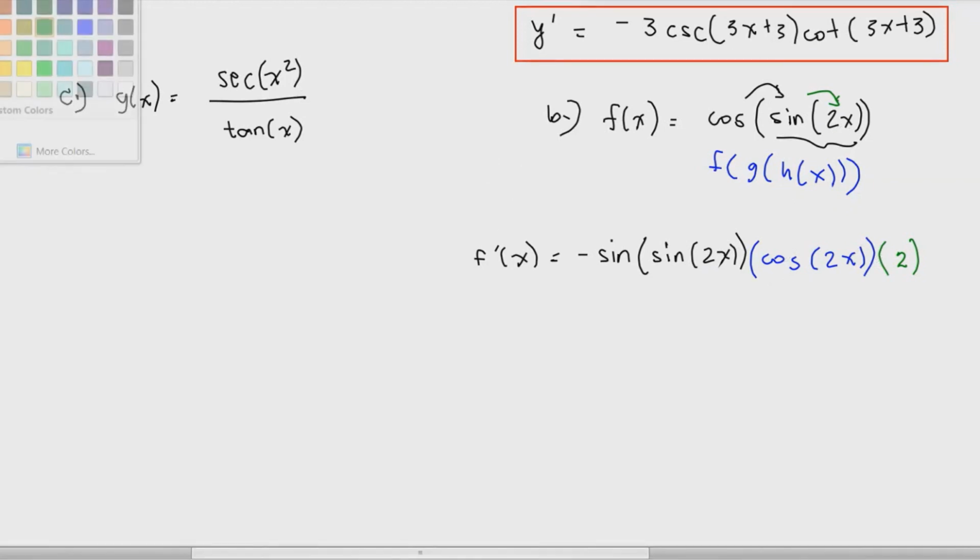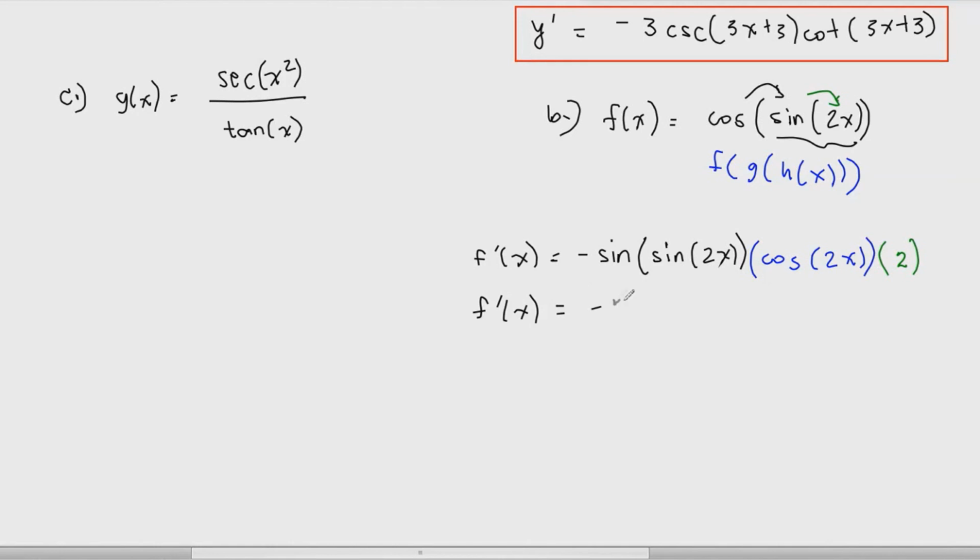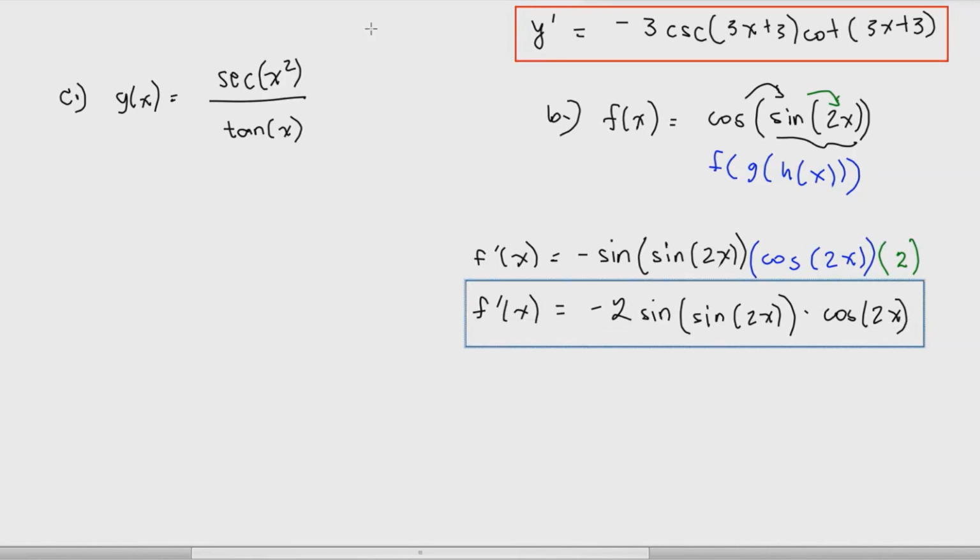So finally, our answer would be f prime of x, that is equal to negative 2, and then sine of 2x, and then multiplied with cosine 2x. So you can no longer simplify this. Okay, I have to specify that because some may get confused.